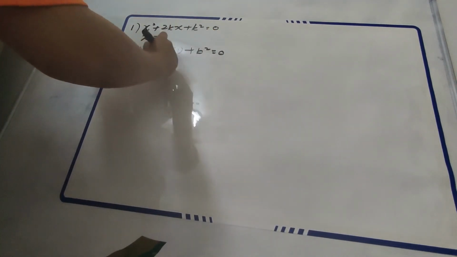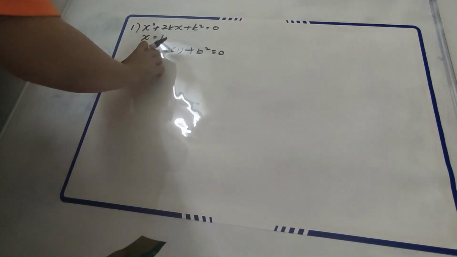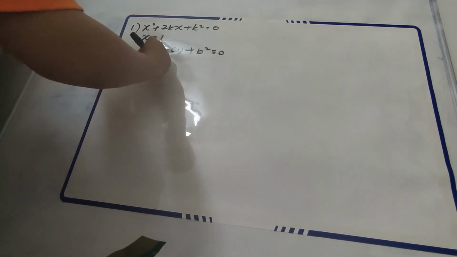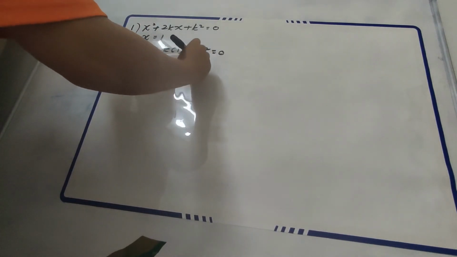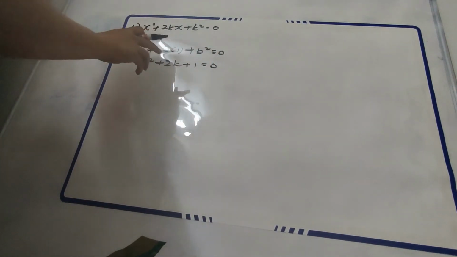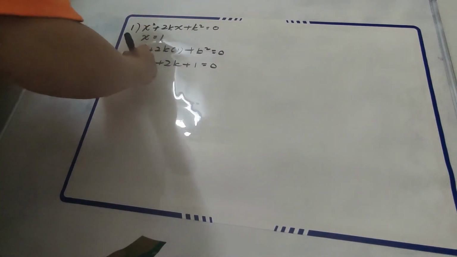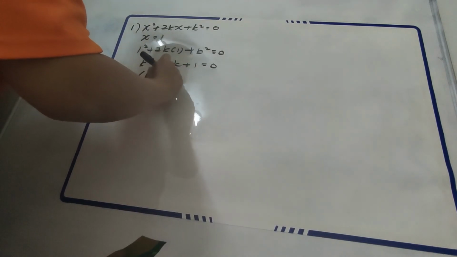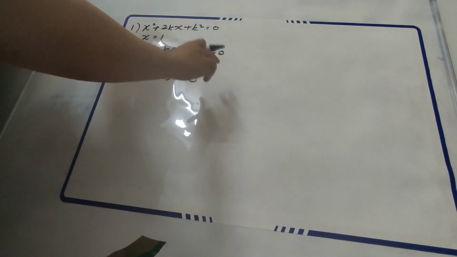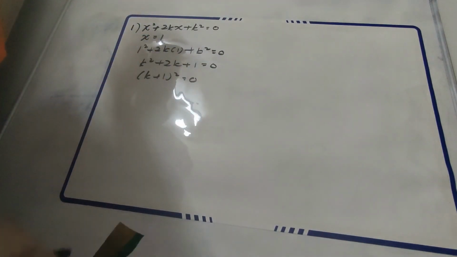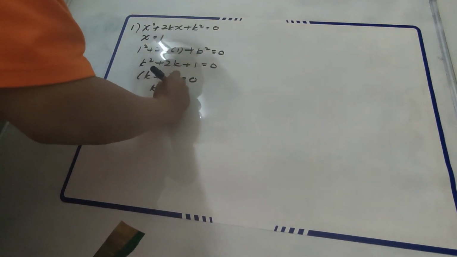So rewrite the form. Normally the variable with the power of square, we put in front of the equation. So k squared plus 2k plus 1 equals 0. From here, if you have enough experience, you will know that this is (k plus 1) squared equals 0. It has only one root in this quadratic equation, which is k equals minus 1.